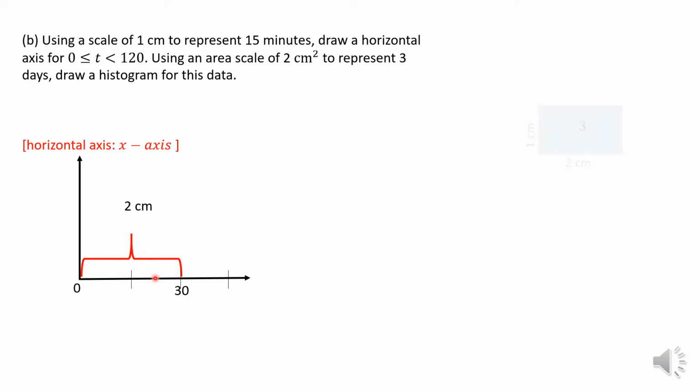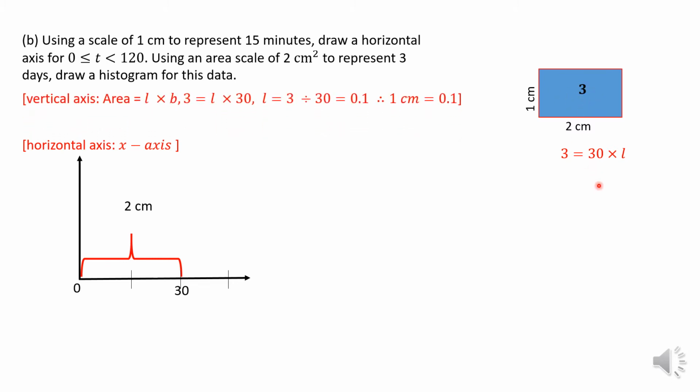Okay, right? And then suppose I take this rectangle here, and I bring this rectangle here, where this one has to be. It's 2 centimeters by 1 centimeter, because the area is 2 square centimeters. This particular area represents 3 days. Now, we know from our data that if we have an area of 3, the frequency is 3, okay, then we have 30 times something, all right? 30 times L, and that L that we're looking for is the length of our vertical axis, all right?